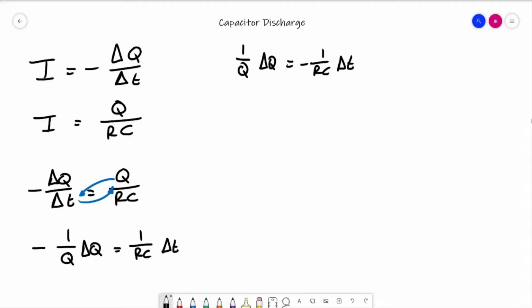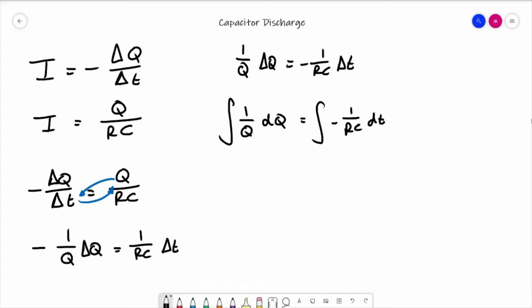Really, those technicalities are going way beyond A level. But anyway, what we end up with is an integral of 1 over Q dQ, and sorry, I said it wasn't delta anymore, it does of course become dQ, is equal to the integral of minus 1 over RC dt.